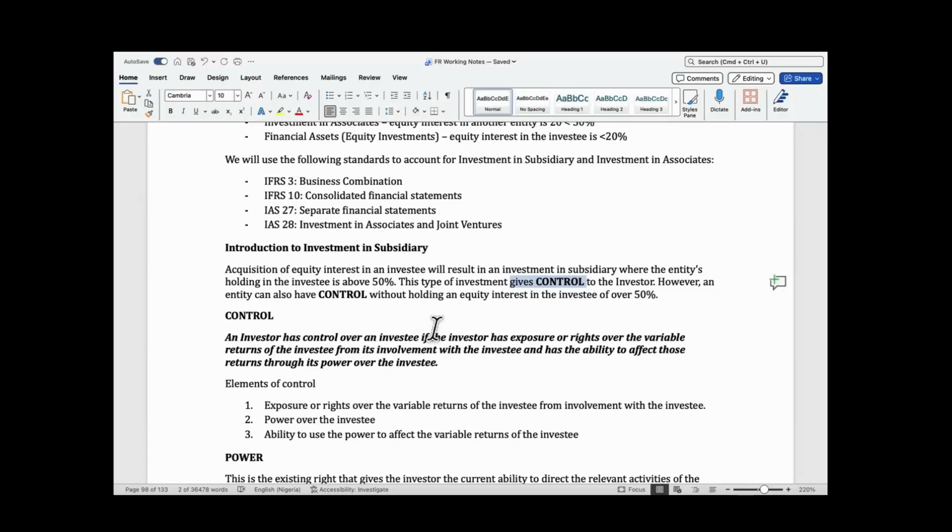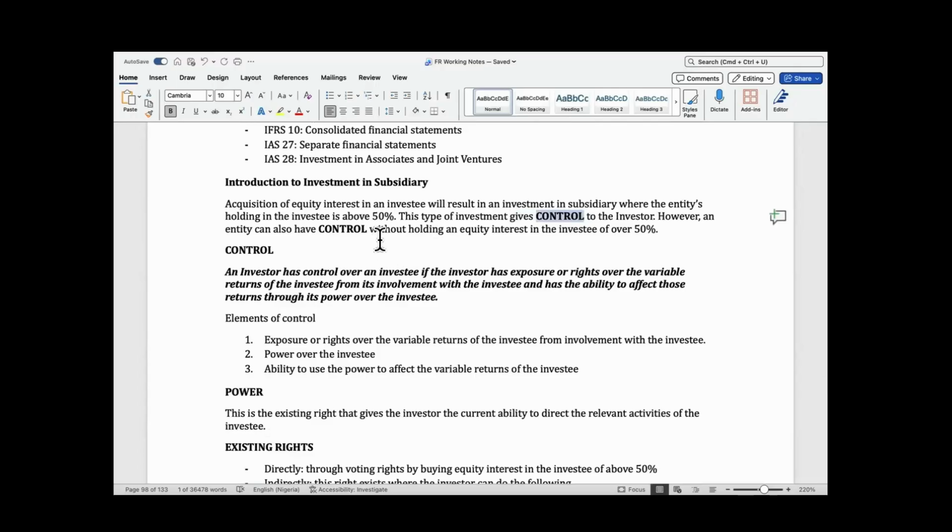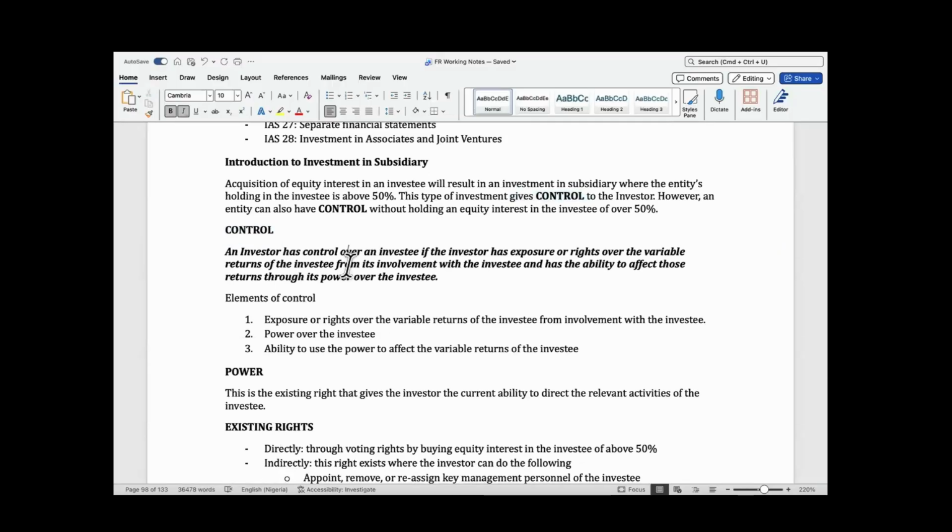I'm going beyond what I've mentioned. I've not really mentioned consolidate, but it's talking about control. So the key indicator of investment in subsidiary is control. And when we say control, it says here that an investor has control over an investee if the investor has exposure or rights over the variable returns of the investee from its involvement with the investee and has the ability to affect those returns through its power over the investee.